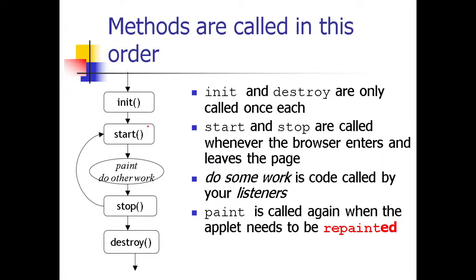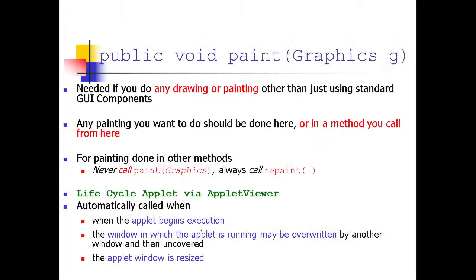Order of calling: init, then start, then paint. It will do all its work, then stop, and from stop we can go and start it again, or from stop go to destroy. But once we reach destroy, we cannot go back to paint. The paint method can also be called by the repaint method. There is another method named repaint, so it can be repainted. So this is public void paint(Graphics g), which we had already discussed.